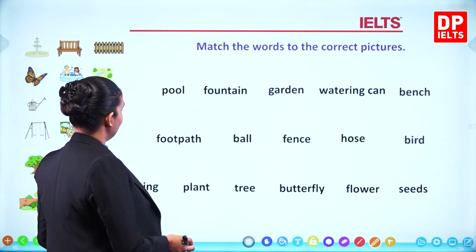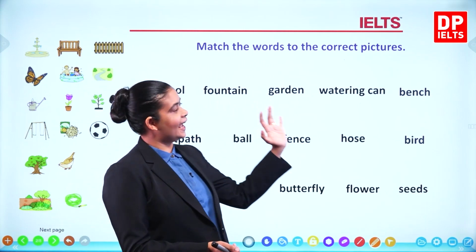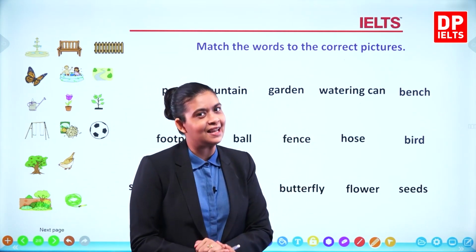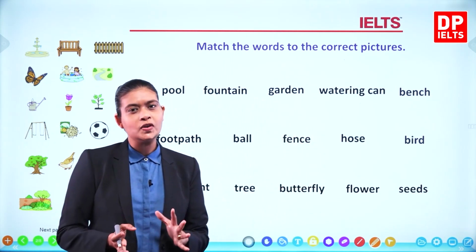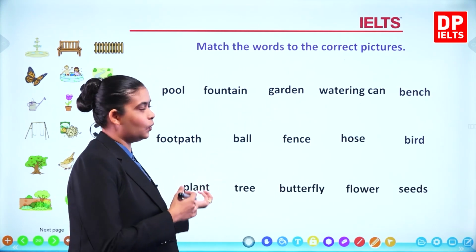Now, there is a little activity for you at the start, okay? Because I want you to learn the words.